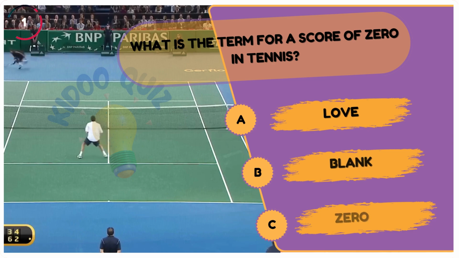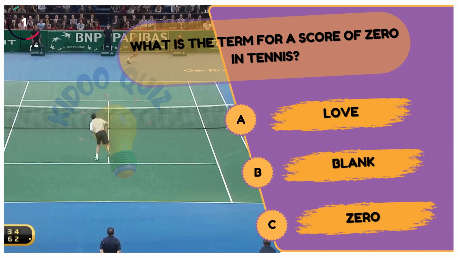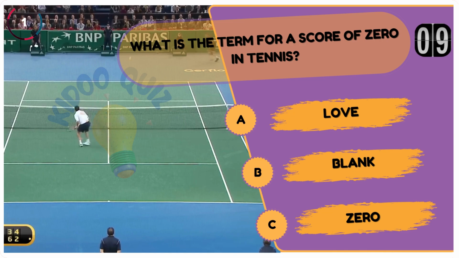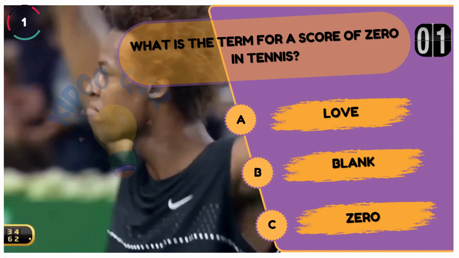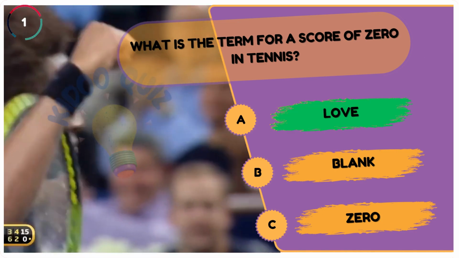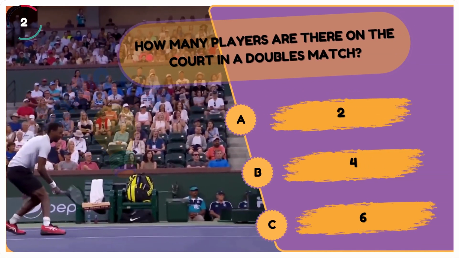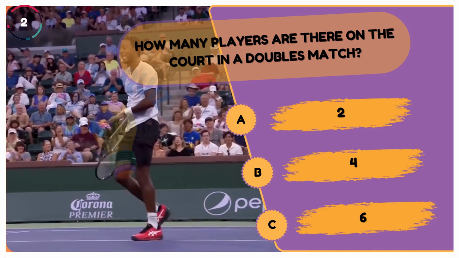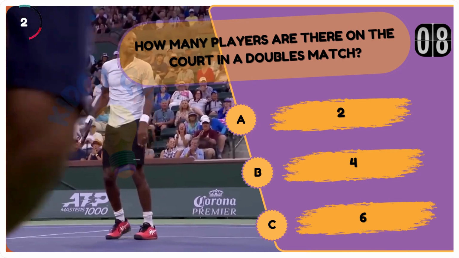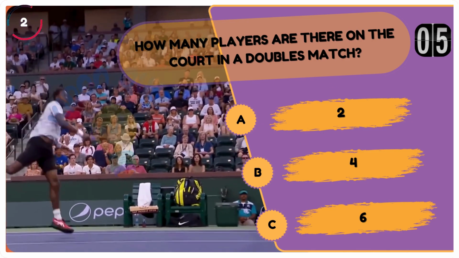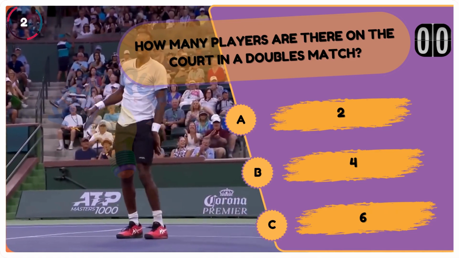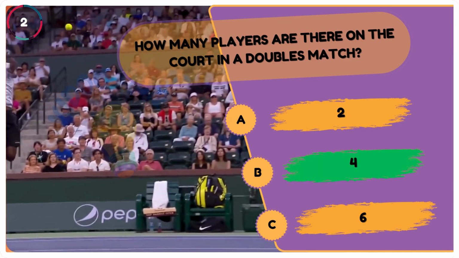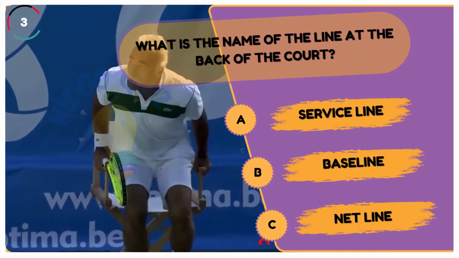What is the term for a score of 0 in tennis? Love. How many players are there on the court in a doubles match? Four. What is the name of the line at the back of the court?